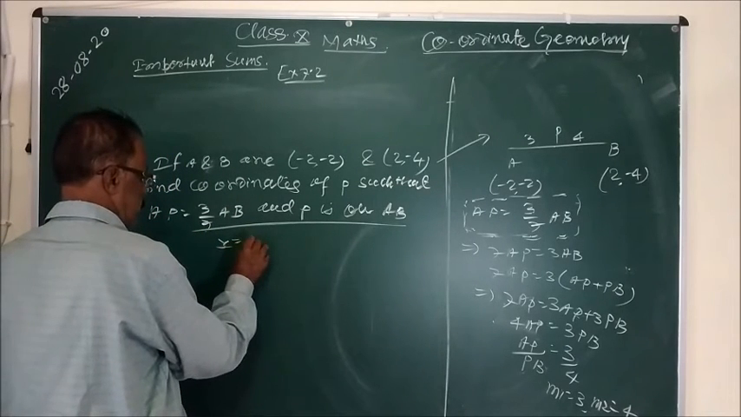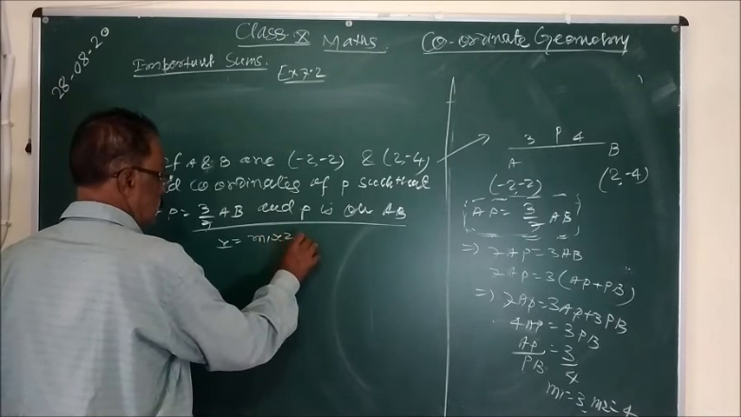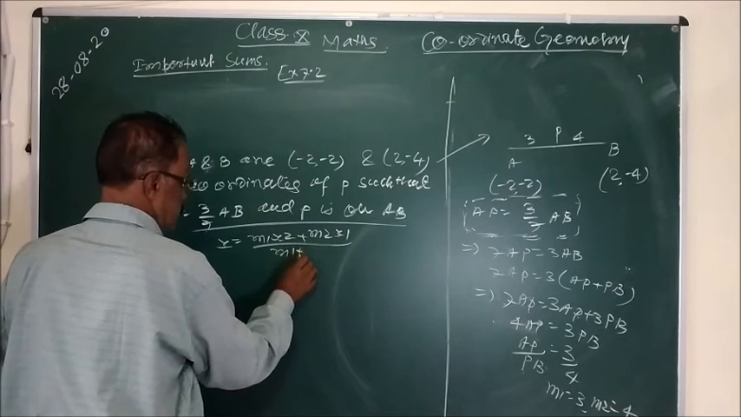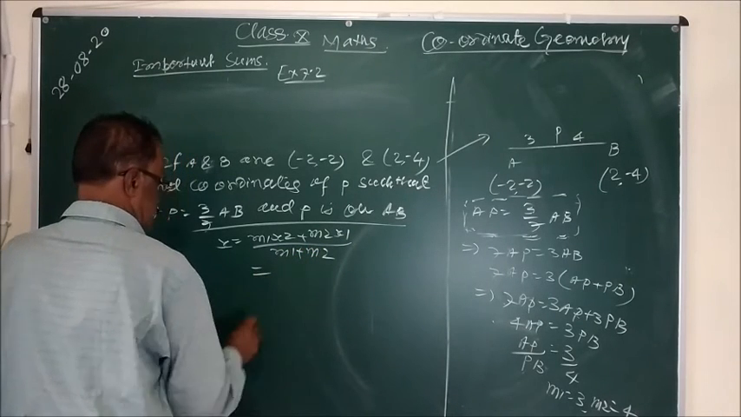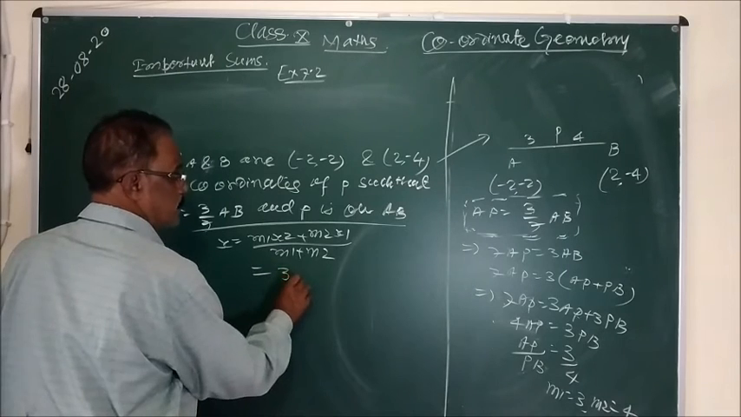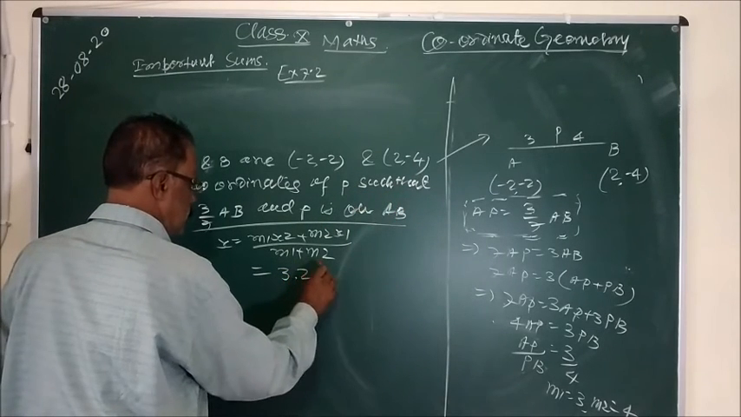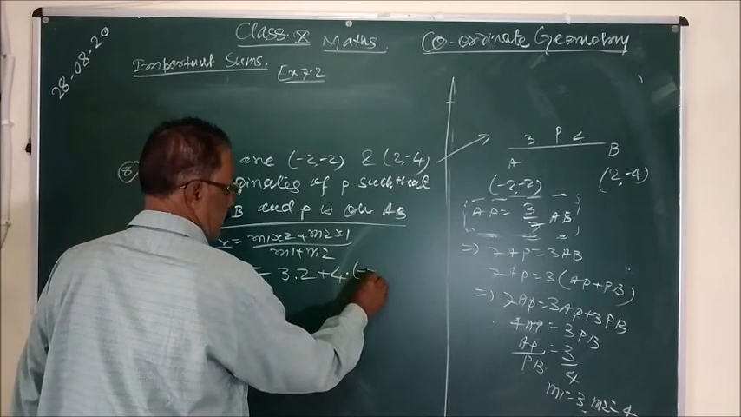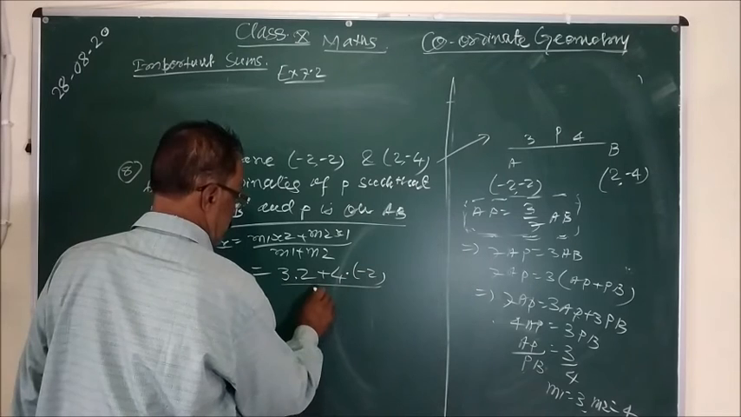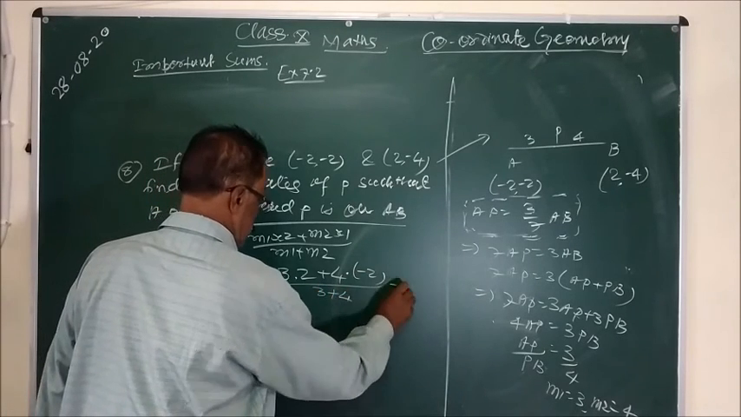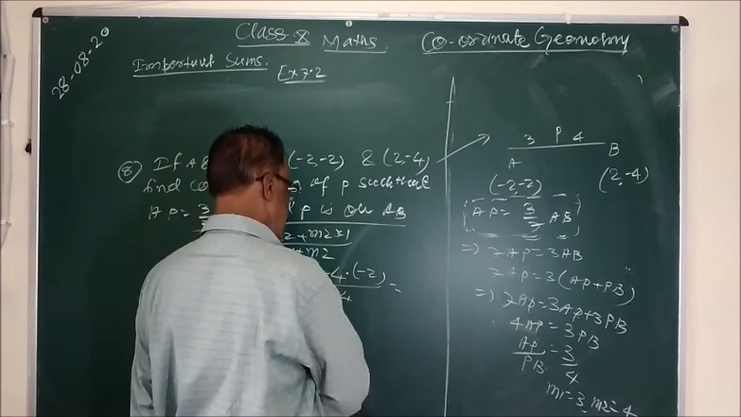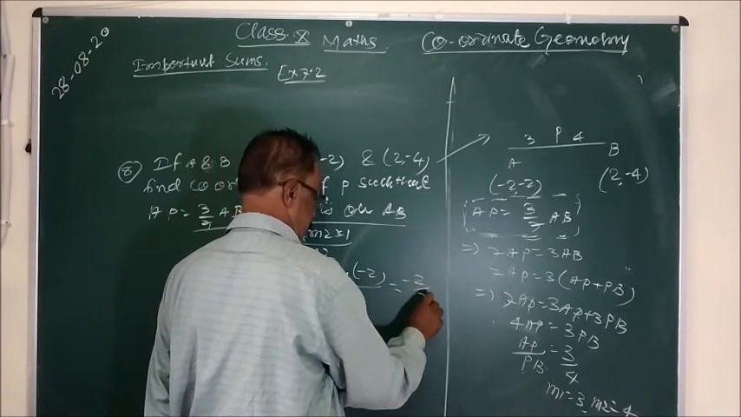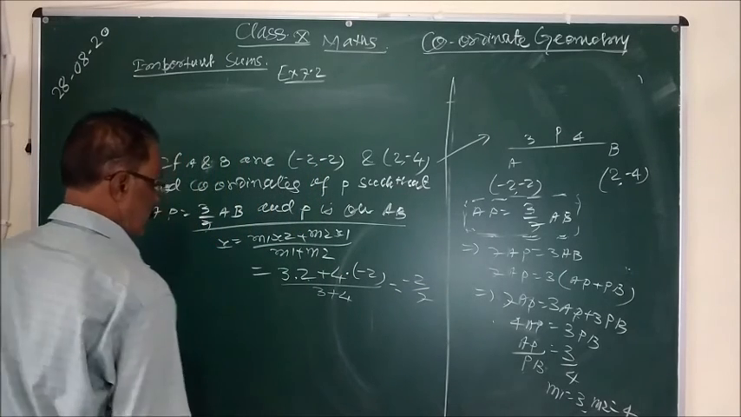x is equal to, write the formula, (m1 x2 plus m2 x1) upon (m1 plus m2). Now put the values: 3 into x2, which is 2, plus m2, 4, into x1, which is -2, and this will be 3 plus 4. So this will be 6 and this will be minus 8. So (6 minus 8) is -2, by 7. This is the value of x.